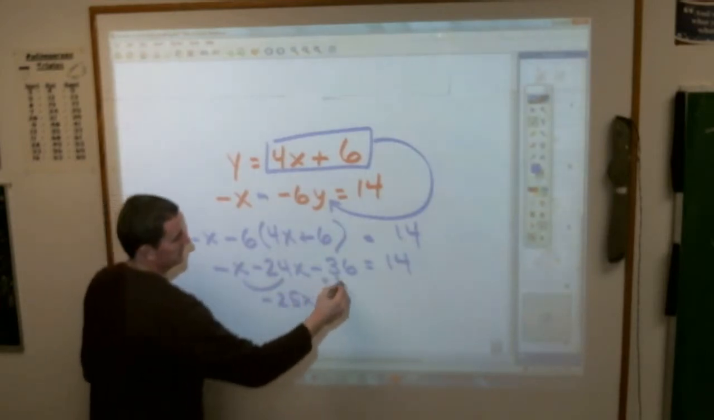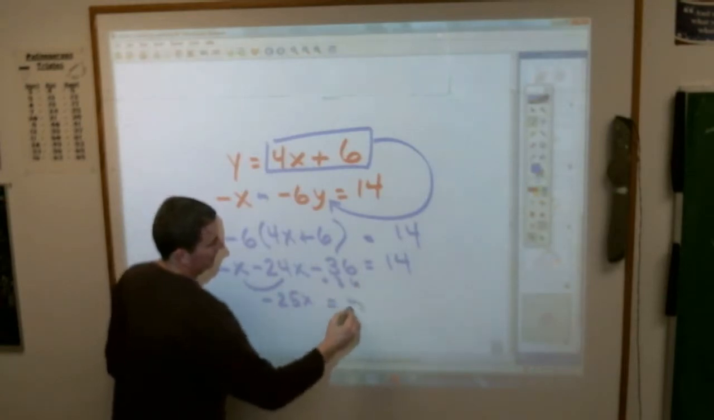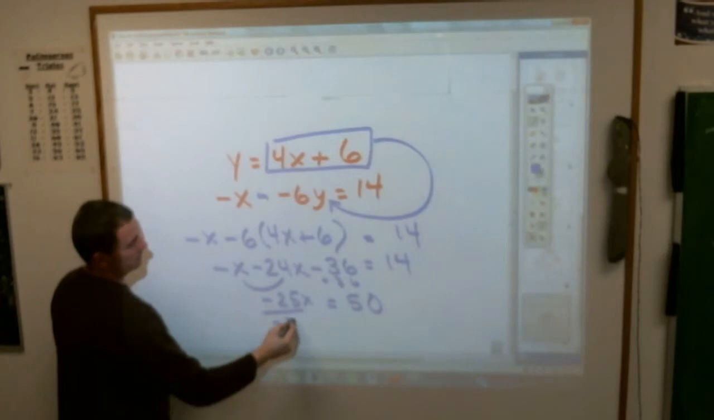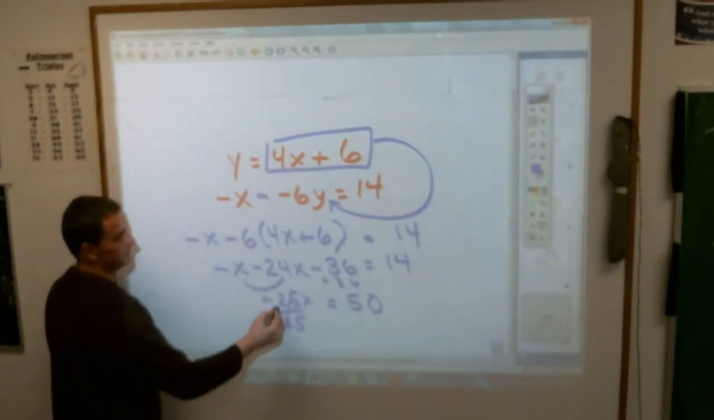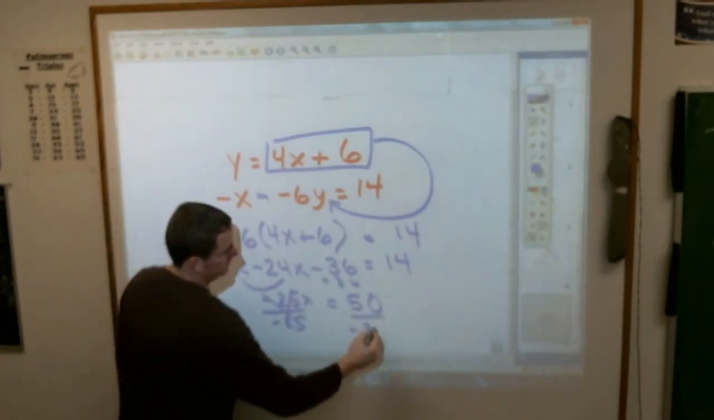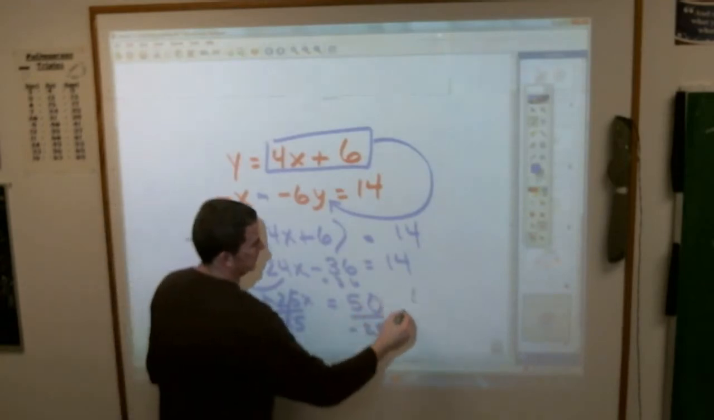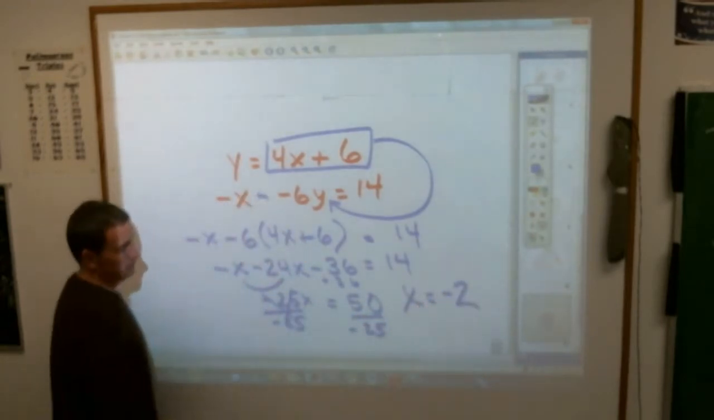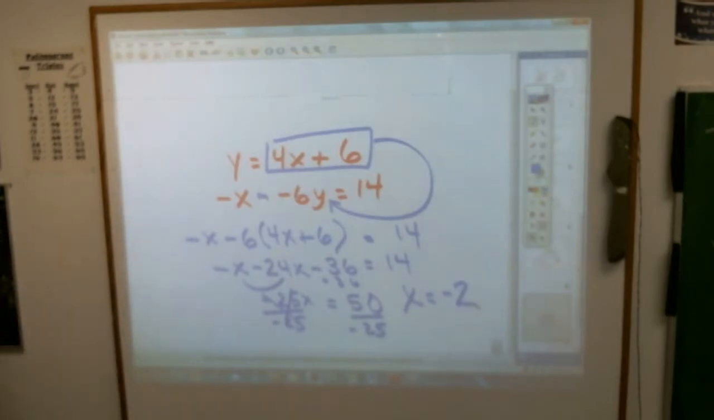Add my 36 to the other side, I get 50. Divide by my negative 25. X, ladies and gentlemen, equals negative 2. 50 divided by negative 25. That was the first 2 steps.